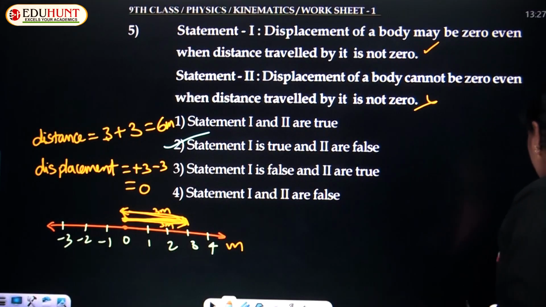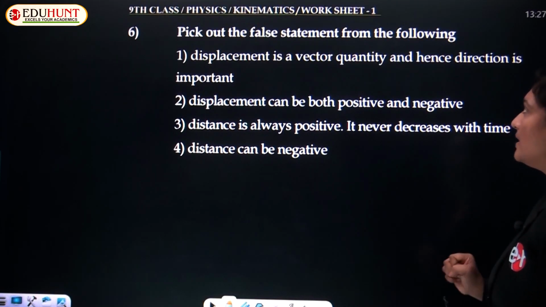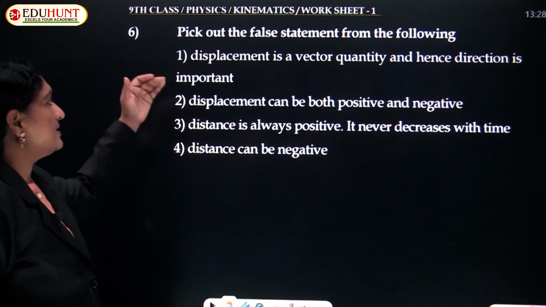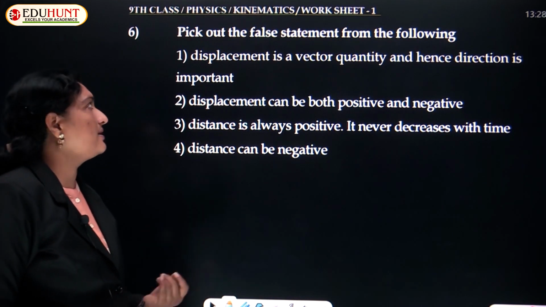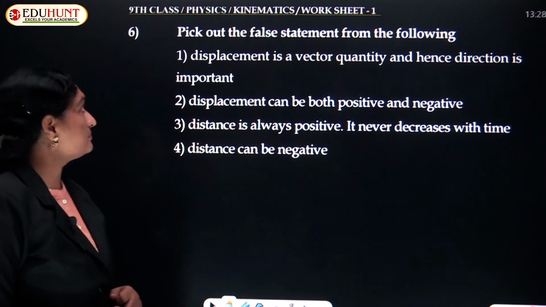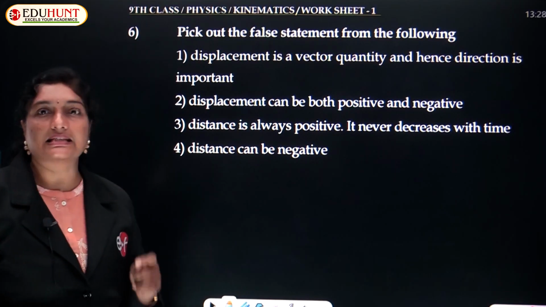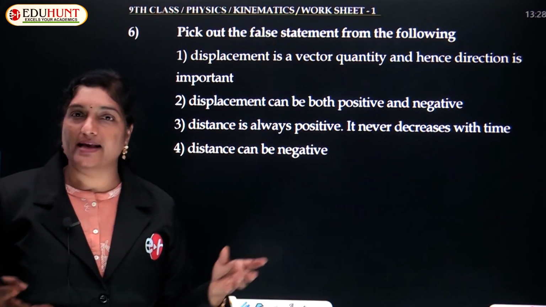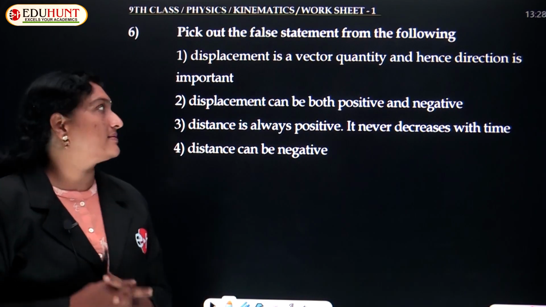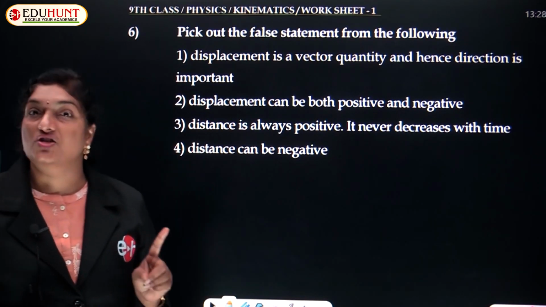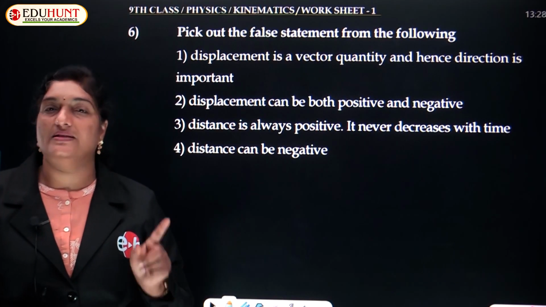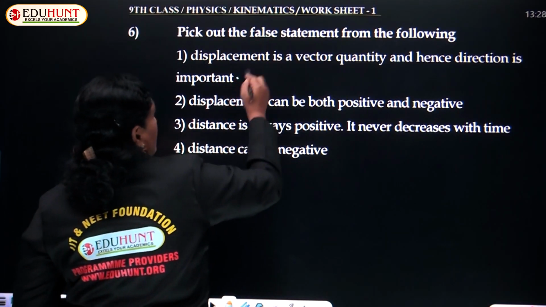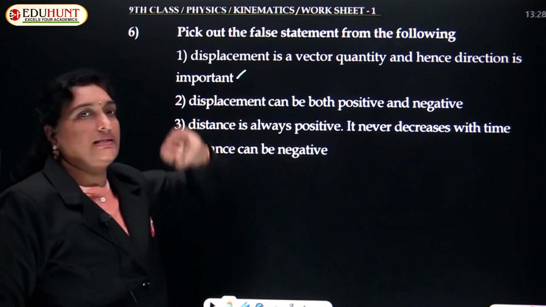So moving ahead with the next question, that is the sixth one. Pick out the false statement from the following. So you are given 4 statements, children. Displacement is a vector quantity and hence direction is important. We have already discussed that displacement has both magnitude as well as direction. So it is a vector quantity. And hence direction is important because it has a specific direction, then only we can consider this as a vector quantity. So the first one is true, but we are asked to find out the false statement.